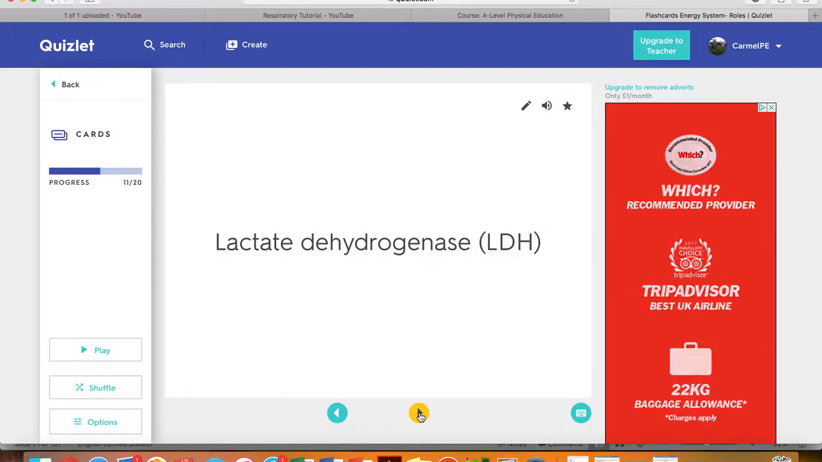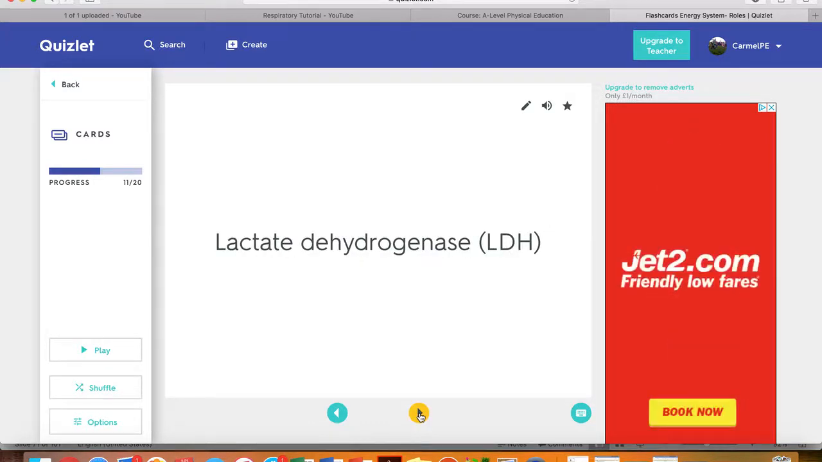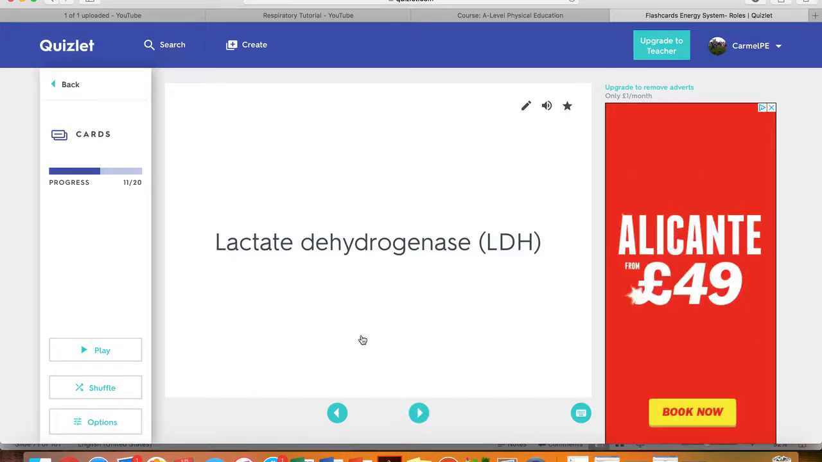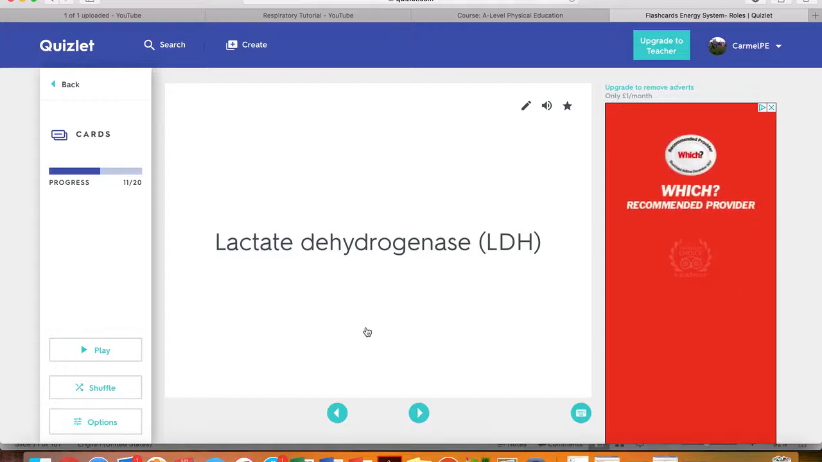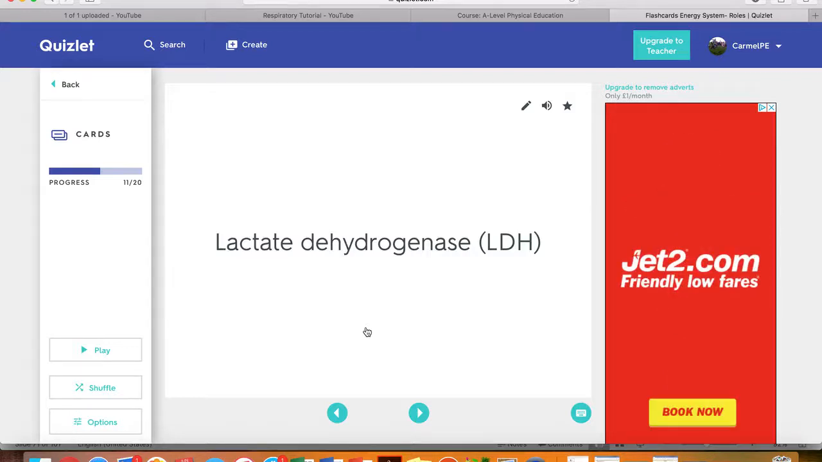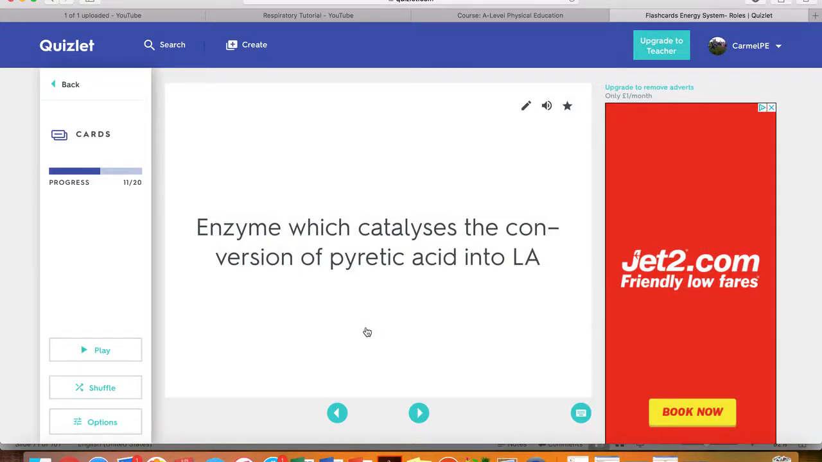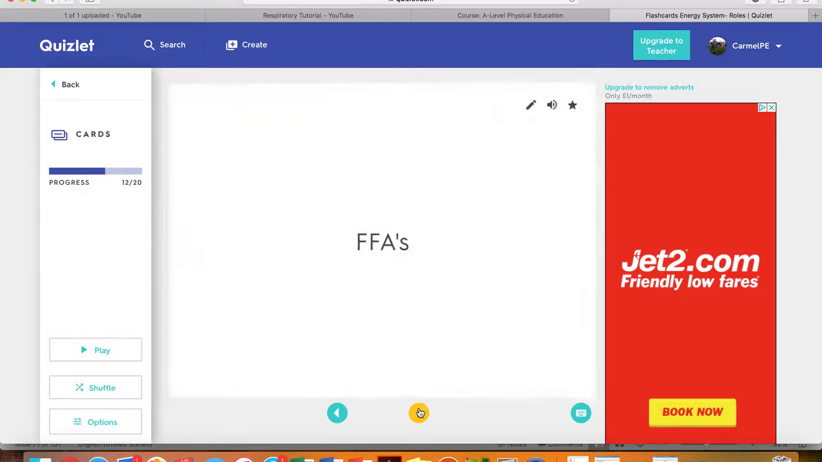Next one, lactate dehydrogenase. So let's have a look at lactate dehydrogenase. Remember to just keep pausing me, saying it, and then pressing play to keep going with me, because obviously revision is not about just listening. Remember, it's about testing yourself, finding what you don't know, jotting down anything you want to revisit. So lactate dehydrogenase, enzyme which catalyzes the conversion of pyruvic acid into lactic acid in the absence of oxygen.